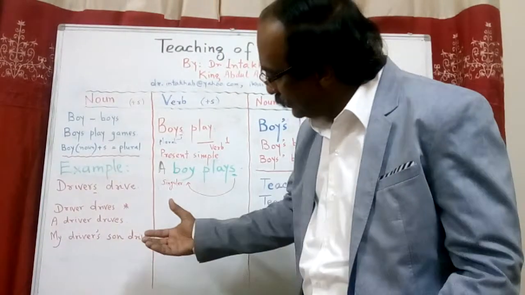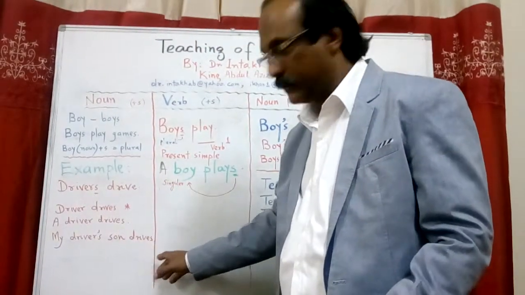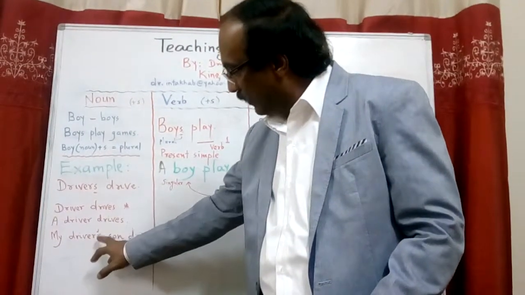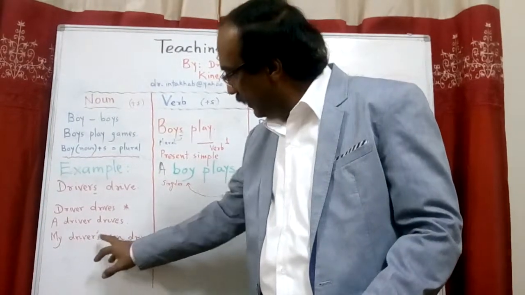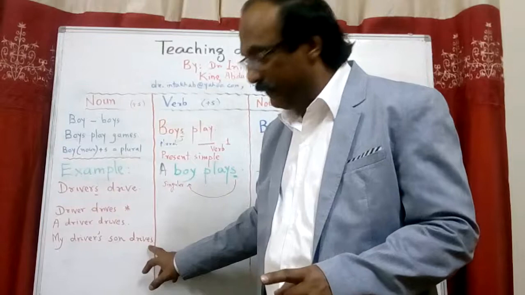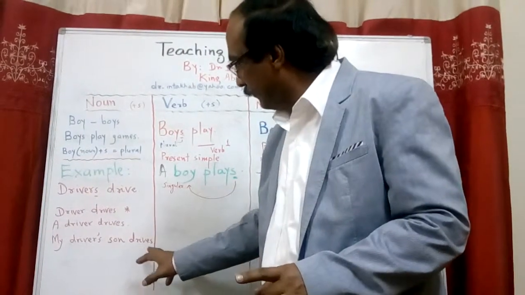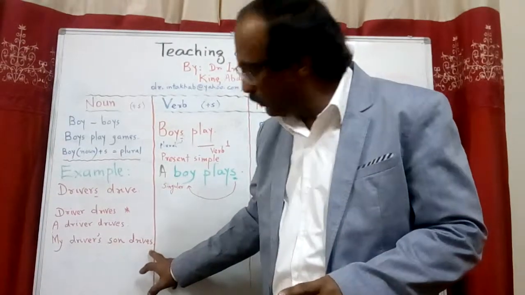Now the third sentence is: my driver's son drives. Driver apostrophe S, this is possessive, son is singular, and therefore it is drives. If we use, for example, my driver's sons drive, then S will not be used here.